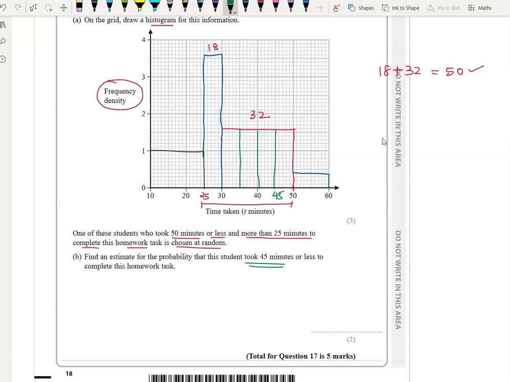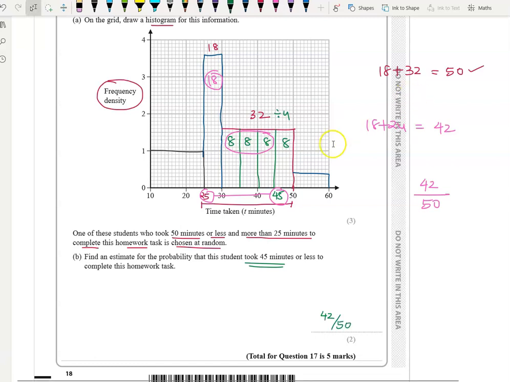Okay, now if you divide into 4 parts, each part will be 8, 8, 8, 8. We need the students who took less than 45, so we need from here to here. So it will be 18 plus 8, 8 and 8, that is 24. So 18 plus 24, that is 42. So you are selecting 42 out of 50. So your required probability is 42 out of 50. Okay, that's it for this question.